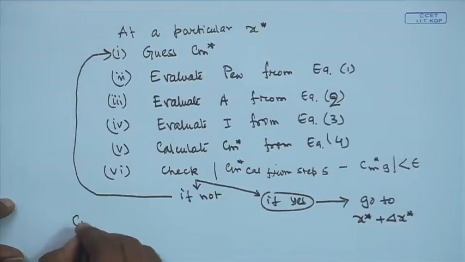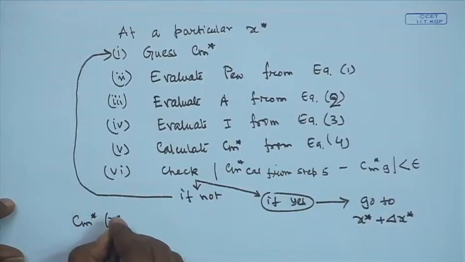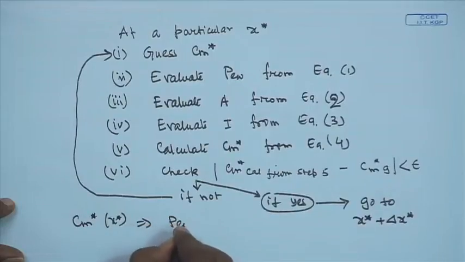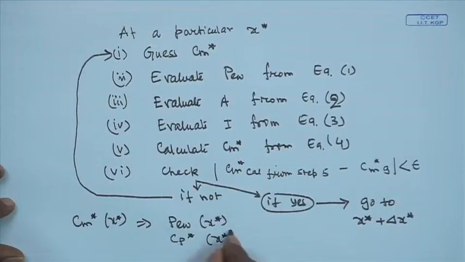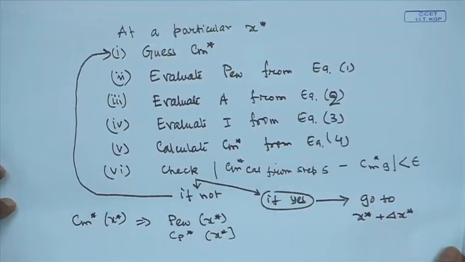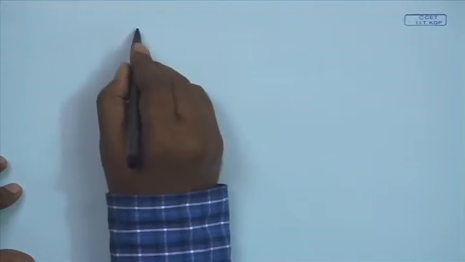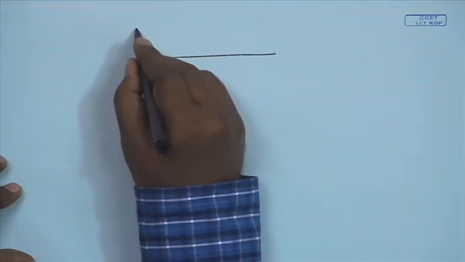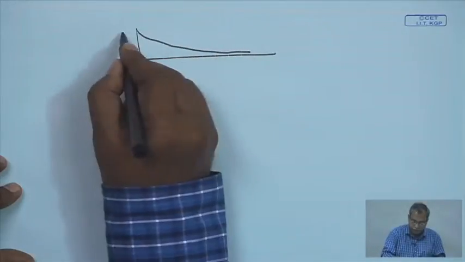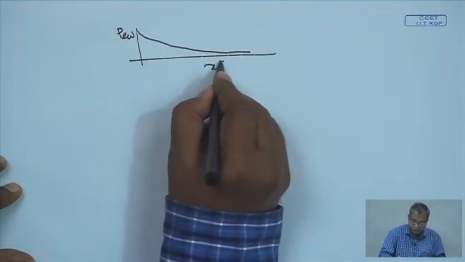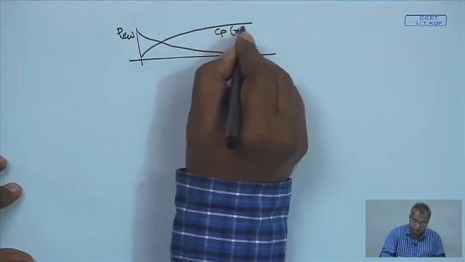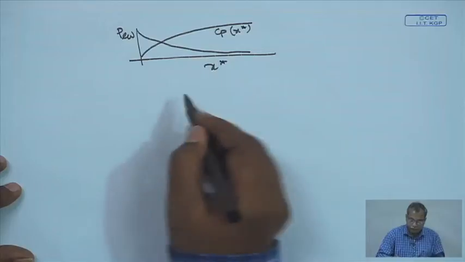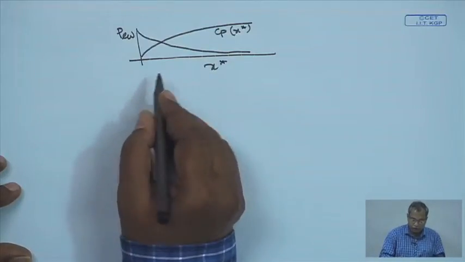So, once you know the Cm star as a function of x star, then you will be getting the Pw as a function of x star and Cp star as a function of x star. So, we will be getting the profile of non-dimensional permeate flux as a function of x star and permeate concentration as a function of x star, and then this we have to again do a Simpson's rule and a length averaging.